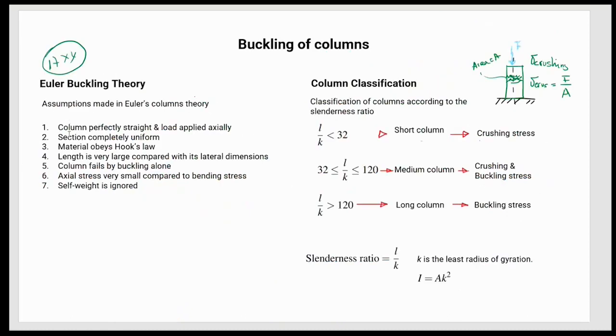Second assumption, the section of the column was completely uniform, meaning that it was also an ideal case: the area was the same along the whole axis of the column.